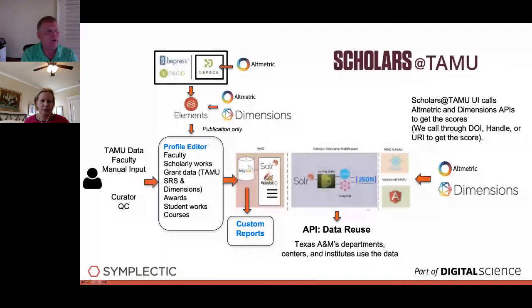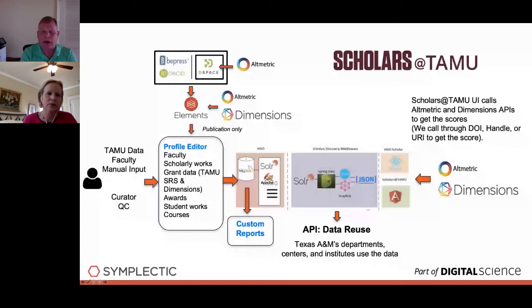When we looked at the economics of either buying a subscription to Symplectic Elements or building a similar tool ourselves, it was obvious that Symplectic Elements was going to save us money in two ways. We couldn't build an equivalent tool for cheaper than the subscription cost. But the other thing that we really like about Symplectic Elements is that the tool works. It's easy to use and so on, so we don't need too many people to run Scholars at Texas A&M. We have one data analyst who collects all the data for all 4,000, 5,000 faculty members that are represented in Scholars at Texas A&M.